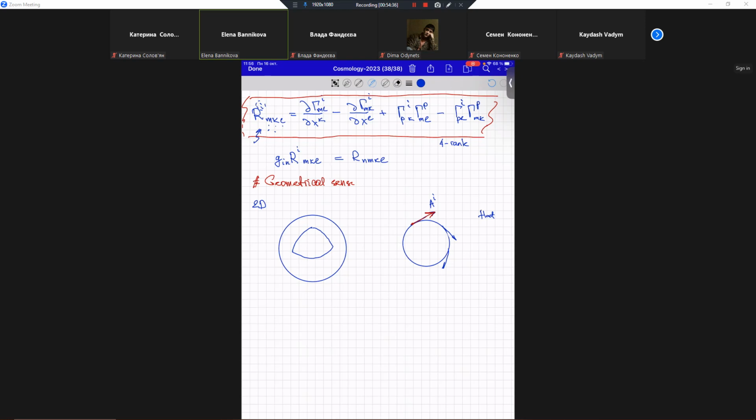But if we have a curved space, let's do it. You can keep it, just for me the space is not enough, so I will put it bigger, like this.